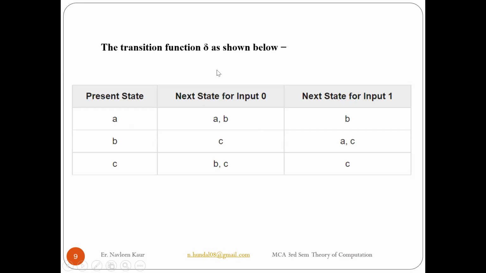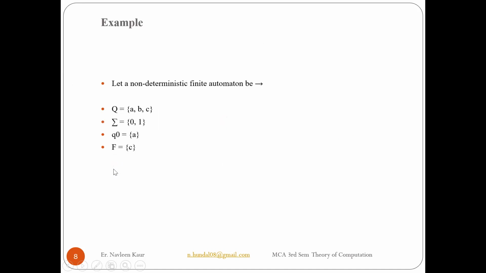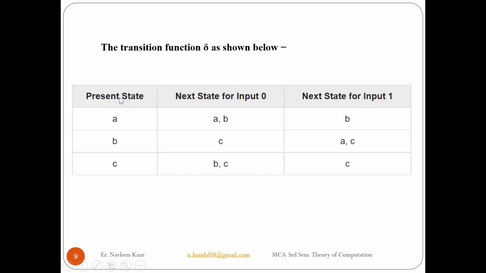So transition function is available in the form of a transition table. Okay, so there are 3 states, A, B, and C, and you can see from here that there are 3 states. Okay, so present state at any time there are 3 states, A, B, and C. Okay, and what will be your next state? That is here, right? And this particular column says that your next state if the input is 0, and this says that your next state if the input is 1. Now let me explain it to you one by one.